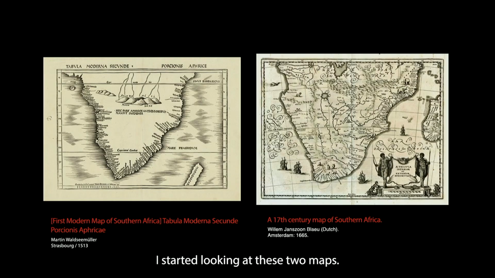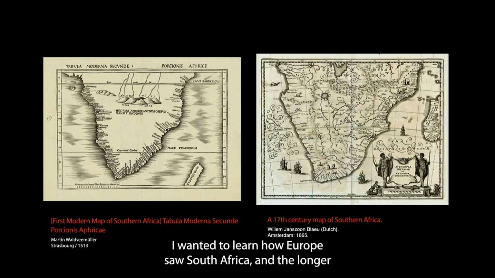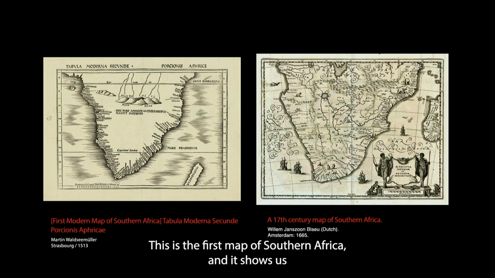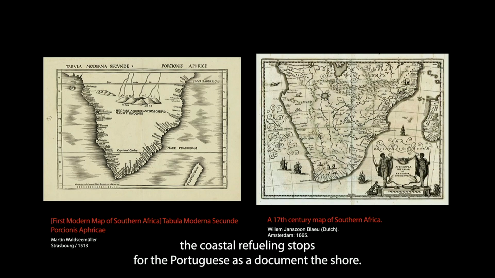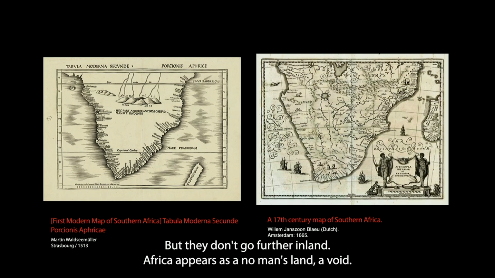I started looking at these two maps. I wanted to learn how Europe saw South Africa, and the longer I looked, the more I realized where the intentions lay. This is the first map of Southern Africa, and it shows us the coastal refueling stops for the Portuguese as they document the shore, but they don't go further inland. And Africa appears as a no man's land, a void.